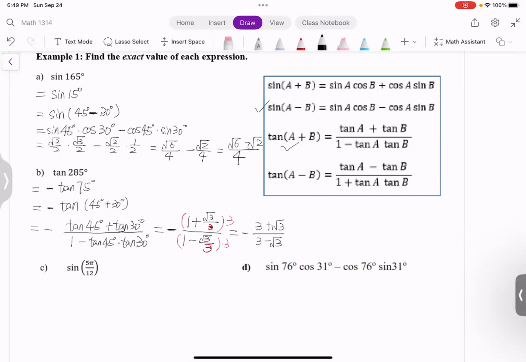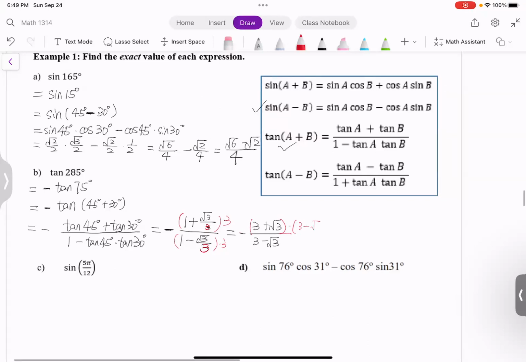And we have the square root. How to get rid of the square root? Rationalize the square root at the bottom. So let's multiply the top and the bottom by the conjugate of the bottom. Oh, sorry, 3 plus square root of 3. 3 plus square root of 3. And then what are we going to have? The top, we can distribute. The bottom is 9 minus 3.